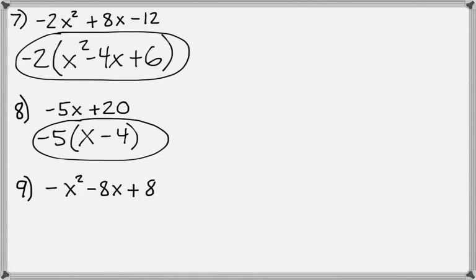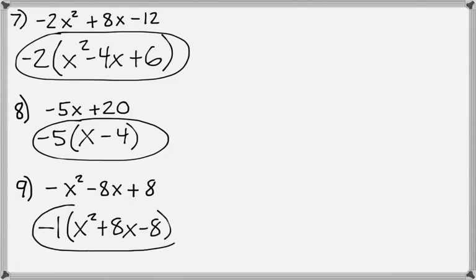And then lastly, question number 9, I can't take out any x's. Actually, the only thing I can take out of this one is just a negative 1. So if you factor out a negative 1, you get x squared plus 8x minus 8. And that would be your answer. So I'm just reversing all of my signs. So this is a positive x squared, this is a positive 8x, and then this becomes a negative 8.